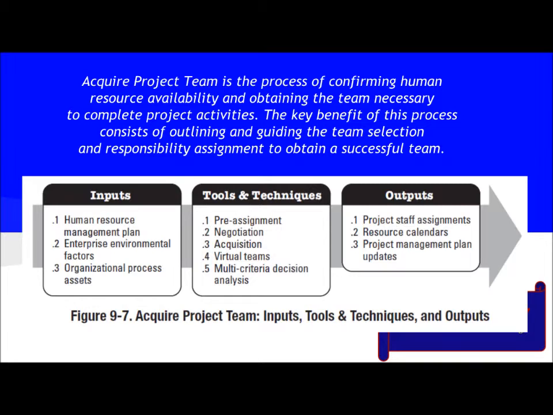The key benefit of this process consists of outlining and guiding the team selection and responsibility assignment to obtain a successful team. The inputs involved are human resource management plan, enterprise environmental factors, and organizational process assets. The tools and techniques involved are pre-assignment, negotiation, acquisition, virtual teams, multi-criteria decision analysis. The outputs are project staff assignment, resource calendar, and project management plan updates.